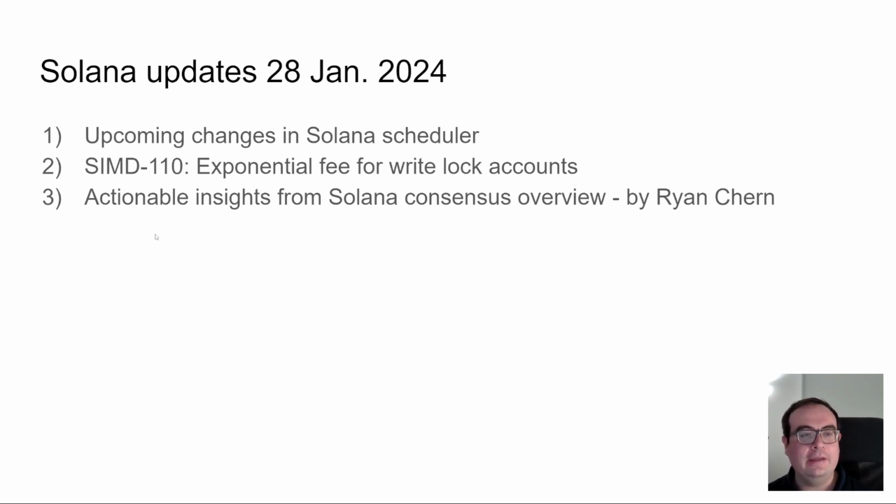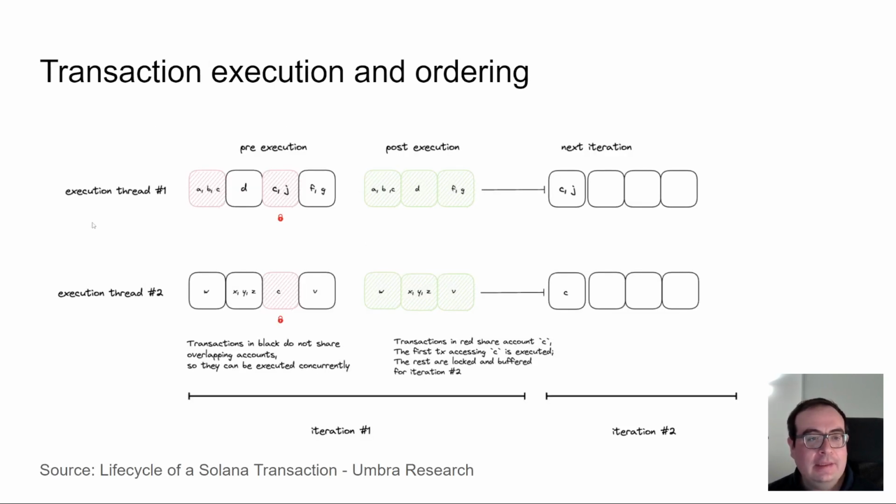I'll post a link. But first we talk about changes to the network and to the architecture, and more in particular upcoming changes that we'll see on one of the next releases on Solana Scheduler, and a proposal to introduce exponential fees for write-lock accounts. So let's go. Let's start with the scheduler, but before talking about the scheduler, let's review how transaction execution and ordering works on Solana today.